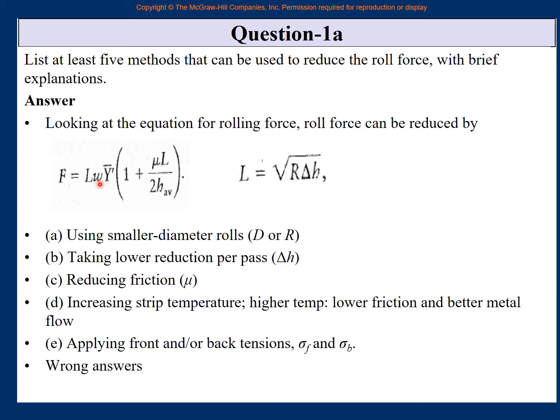Change the width, you cannot do that, and so on, right? So look at the formula to help you out. Of course, some of you did not look at the formula at all. This is already a bad thing, that the formula sheet is there. You already know about the rolling, so you can think from your mind, how can I reduce the roll force? That is good. But the formula is there, and just see what are the factors.